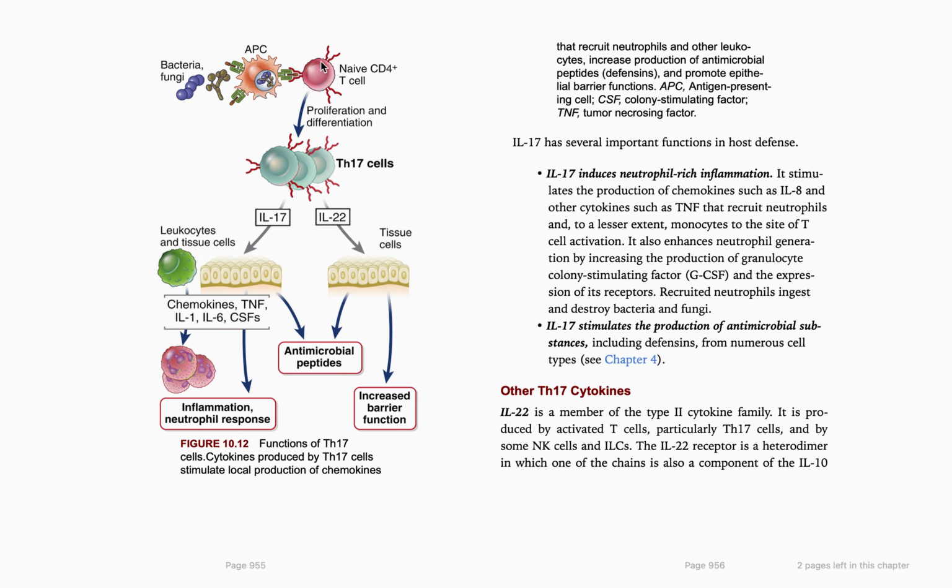Then the antigen presenting cell acts on the naive T cell. The naive T cells then proliferate and differentiate, and we get the T helper 17 cells. The T helper 17 will produce interleukin 17 and interleukin 22, which both go to tissue cells, and in here they will recruit a number of interleukins as well. There will be recruitment of chemokines, leukocytes, and tissue cells. They will lead to the production of tumor necrosis factor, interleukin 1, interleukin 6, colony stimulating factor. They'll be there, and this leads to the inflammation.